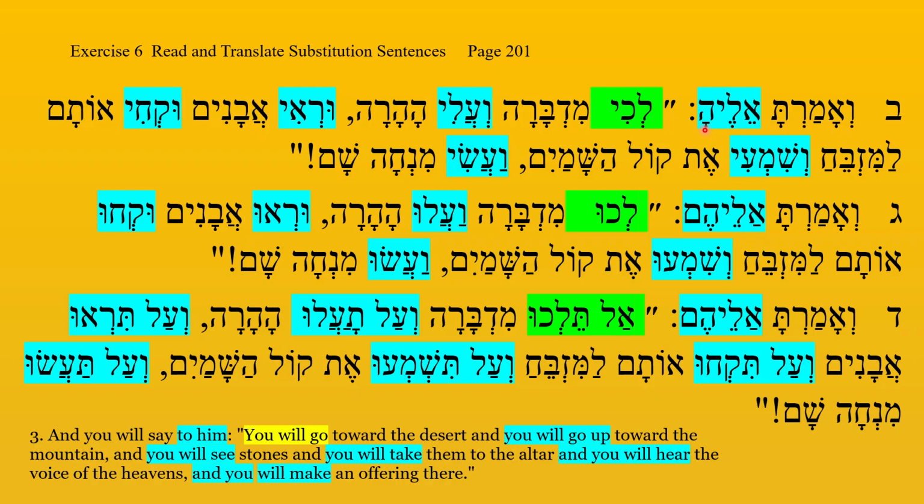And you will say to her, go toward the desert and go up toward the mountain and see stones and take them to the altar and listen to the voice of the heavens and make an offering there. So again, we have to change everything here to the feminine form in order to match.